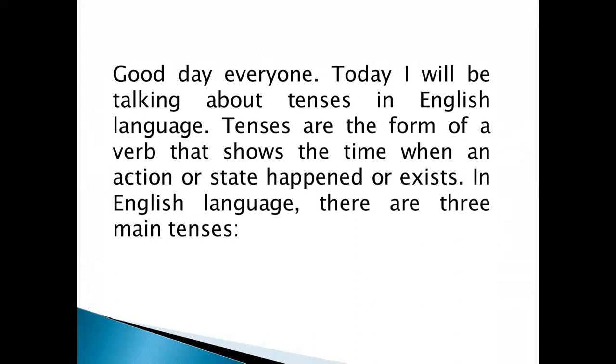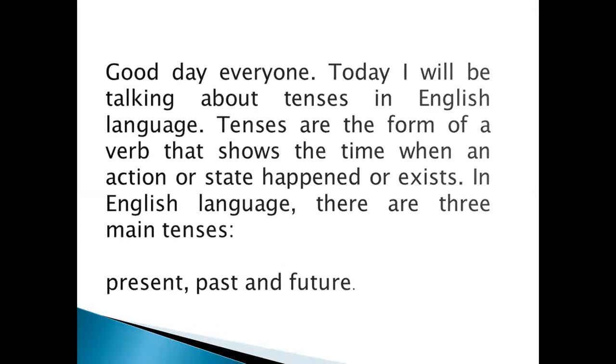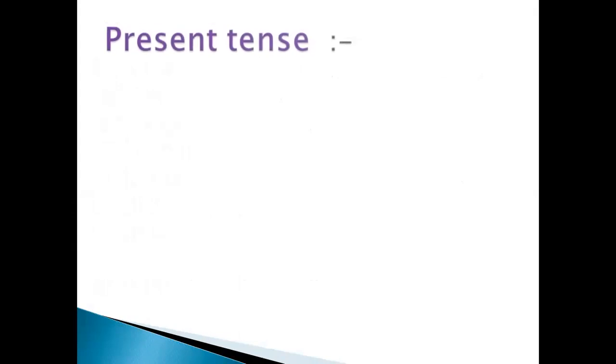Today, I will be talking about tenses in English language. Tenses are the form of a verb that shows the time when an action or state happened or exists. In English language, there are three main tenses, namely present, past, and future tense. Let us see the first one, present tense.